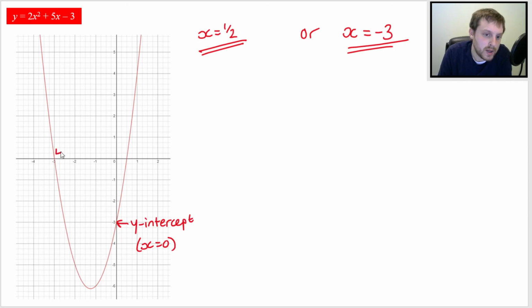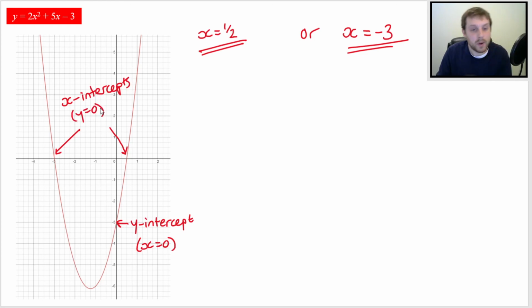We have 2 x-intercepts, and these occur when y is 0. So your x-intercepts are when y is 0. Now when y is 0, we've actually just solved it. You get x is a half, which is this one here, and -3. So there you go, x is also -3.